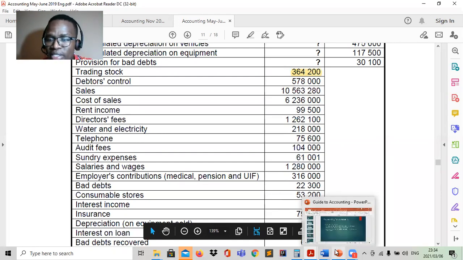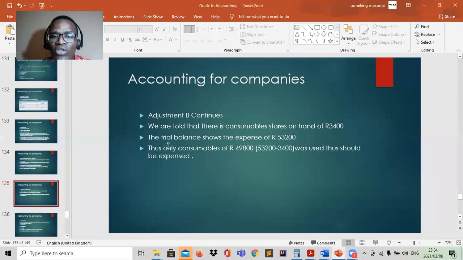That they are not selling, but they are using for their operations, right? Then let's go back to the slide. Then we are told that the consumable store that is on hand is 3,400. Then it means as much as they spent 53,200 to buy these consumables, there is an amount that is left on hand. So they cannot expense the whole 53,200 because of this small amount that is left, because we only account for the transactions that occurred or that we have utilized throughout the year.